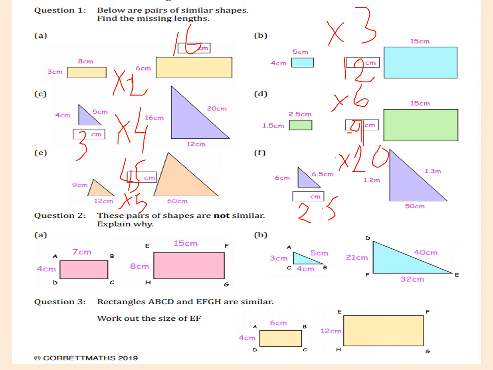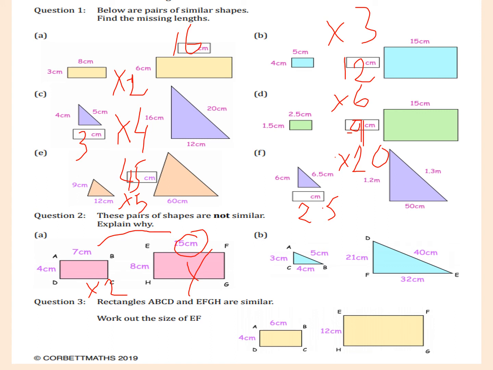Question 2. We can tell that these shapes are not similar because we look at the scale factor of 7 and 15. 7 multiplied is not going to be the same as 4. The scale factor for 4 and 8 is multiply by 2: 4 times 2 is 8. 7 multiplied by 2 is going to give us 14, not 50. You could get questions like that on the exam.